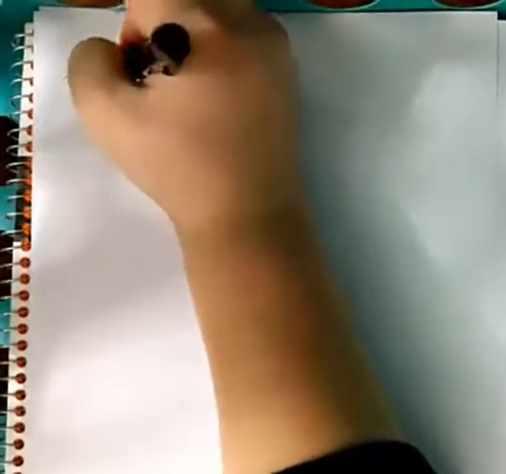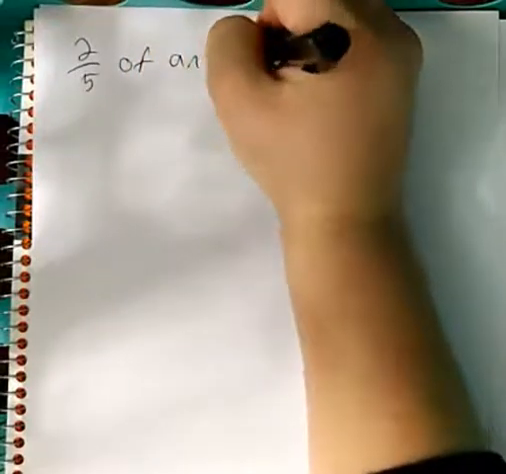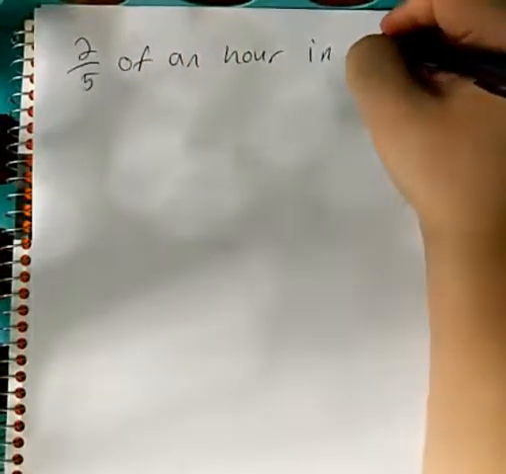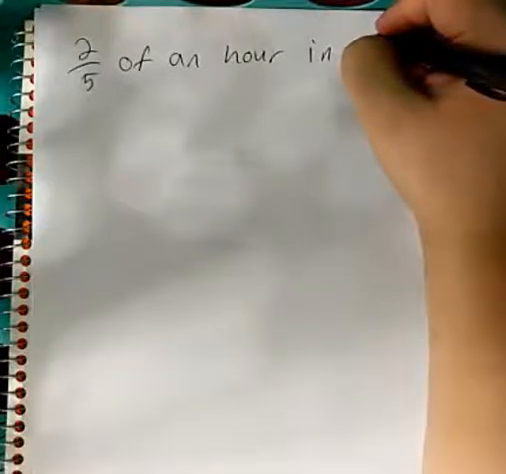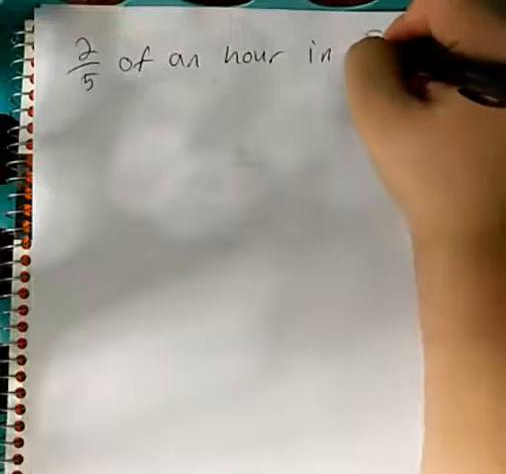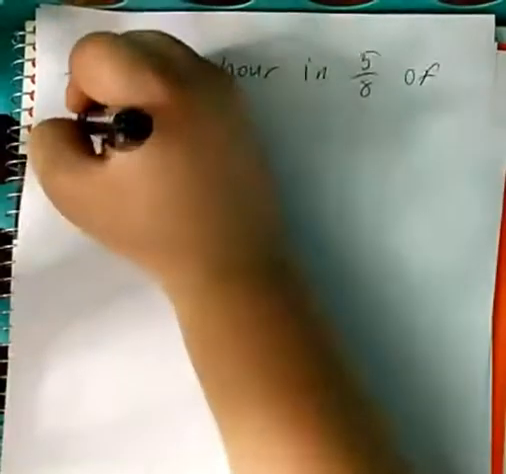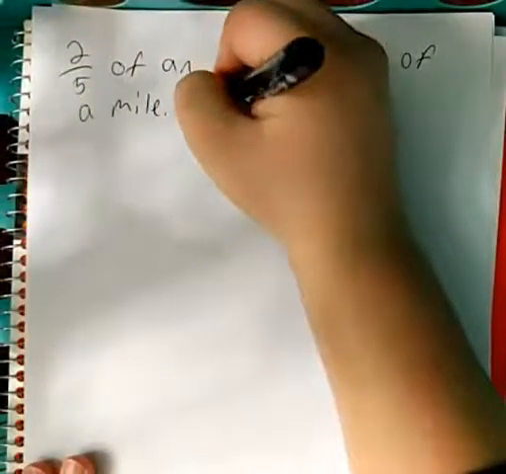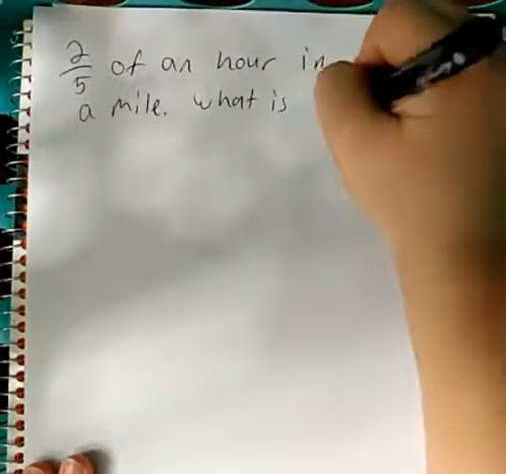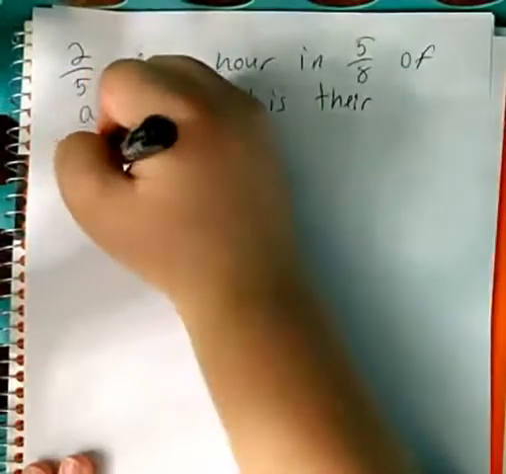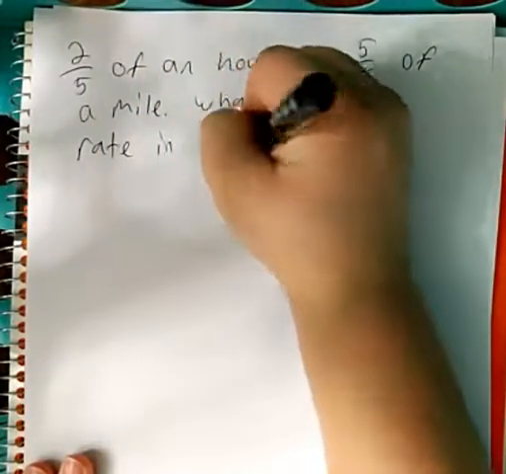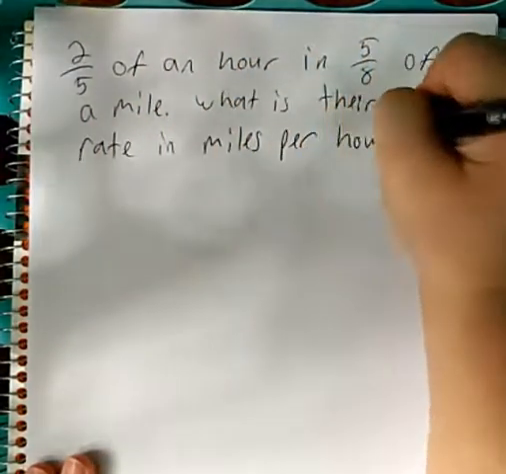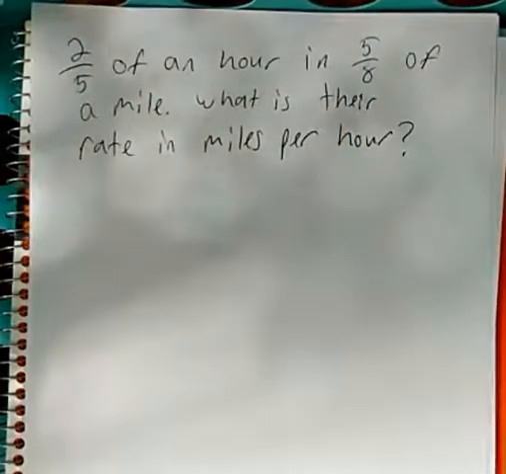Okay, number 2. It says the Jones family walked 2/5 of an hour in, say, 5/8 of a mile. What is their rate in miles per hour? There's some other stuff in there too, but I'm just getting the gist.